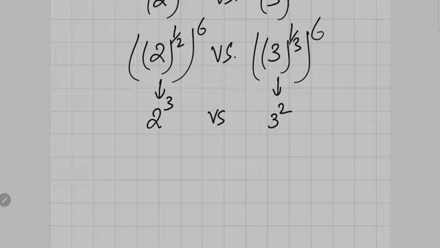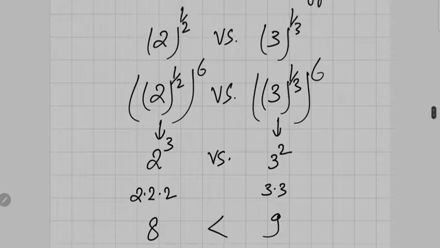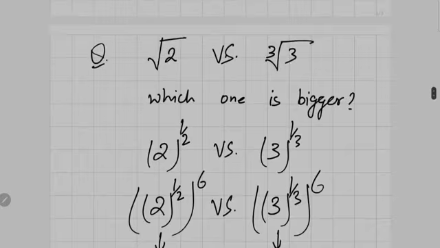2 to the power 3 can be written as 2 times 2 times 2, because the exponent is a repeated multiplication of the same number. Similarly, 3 to the power 2 can be written as 3 times 3. So 8 and 9. Here 9 is bigger than 8, because 9 is a successor of 8. So third root of 3 is bigger than square root of 2. Understand?